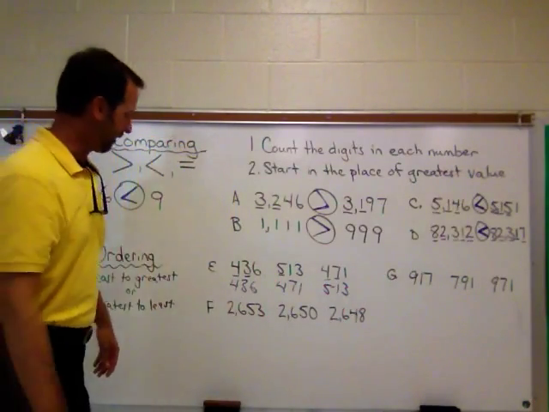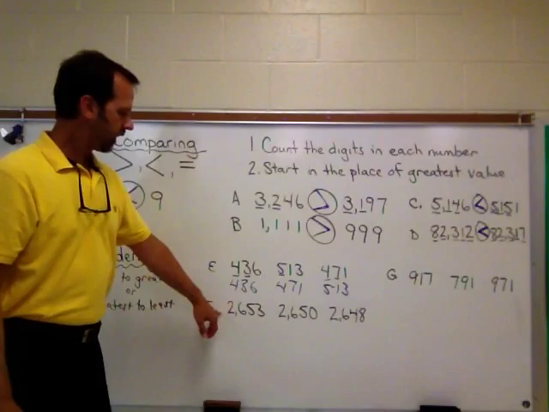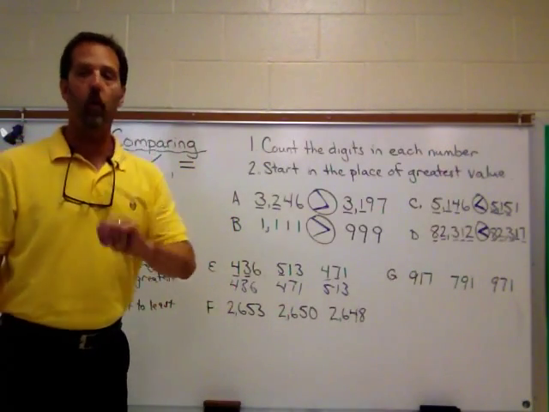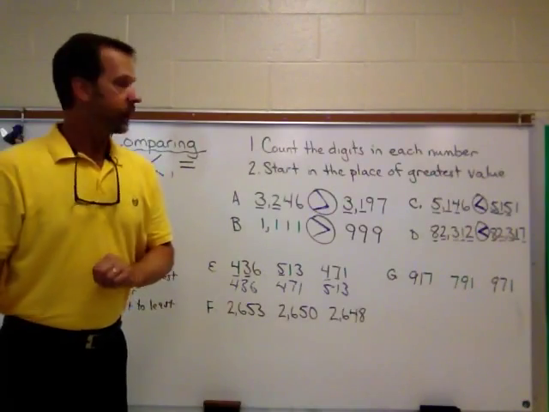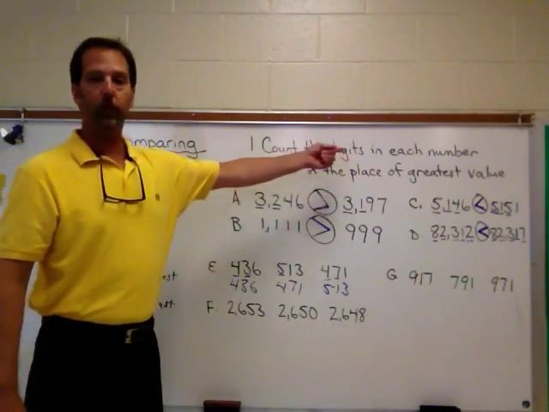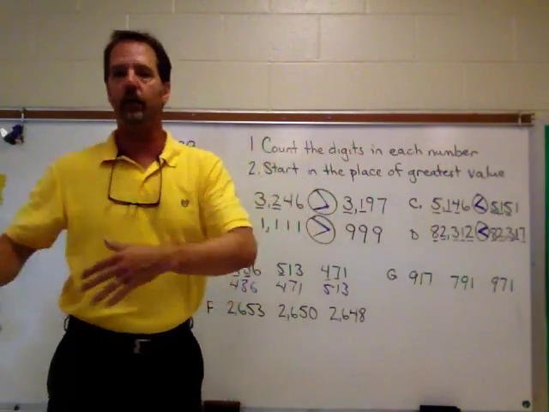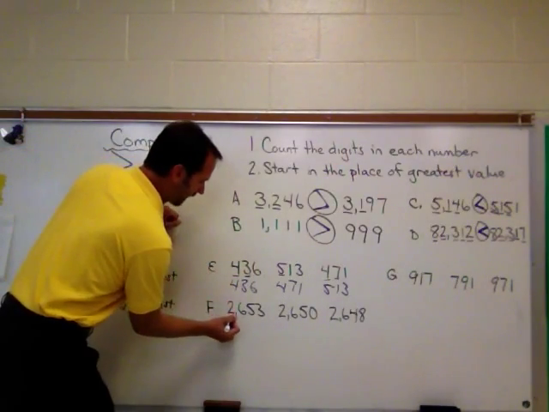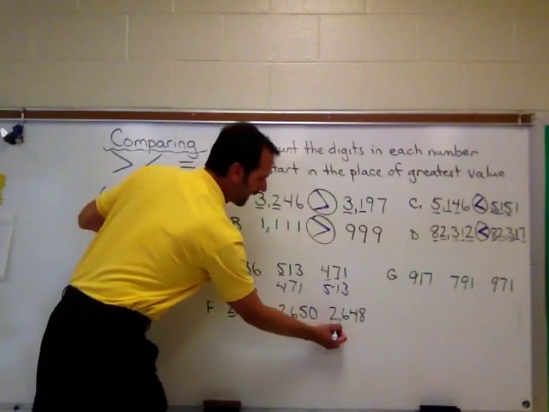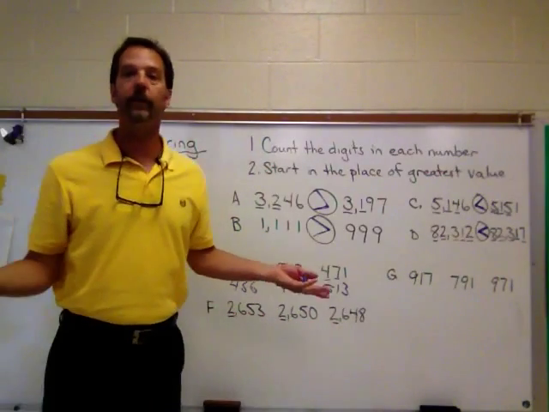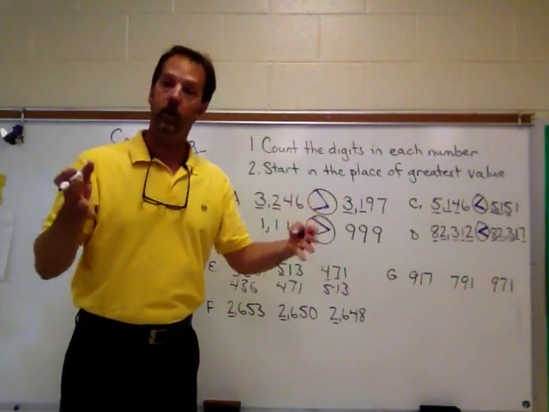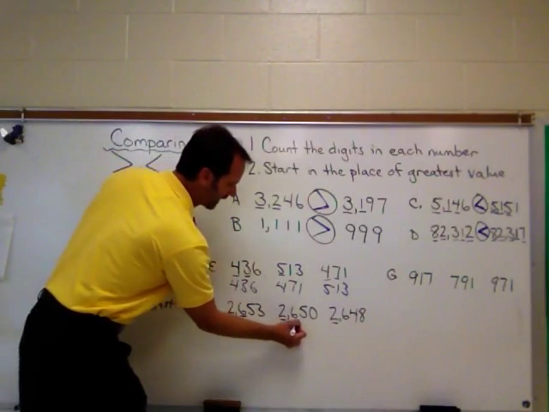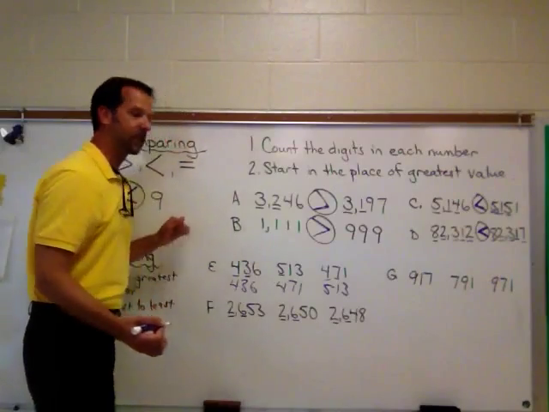Let's look at letter F. Again, I have 3 numbers. These are all 4-digit numbers. So we're going to, again, start with the place of greatest value. And in this case, that's the thousands place. Look at all 3 numbers, and I have a 2, a 2, and a 2. There's no difference. I've got to go to the hundreds place for all 3 numbers. A 6, and a 6.